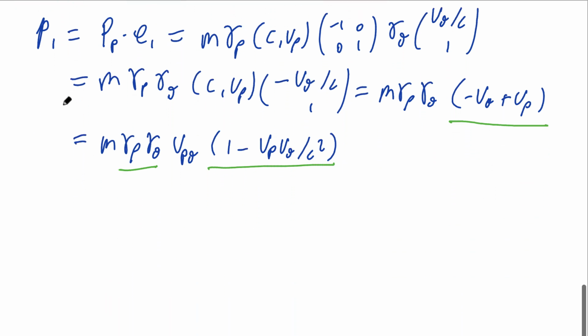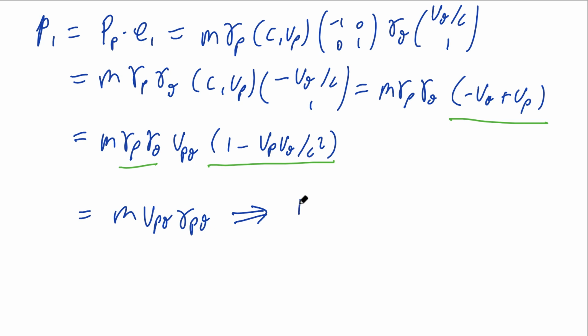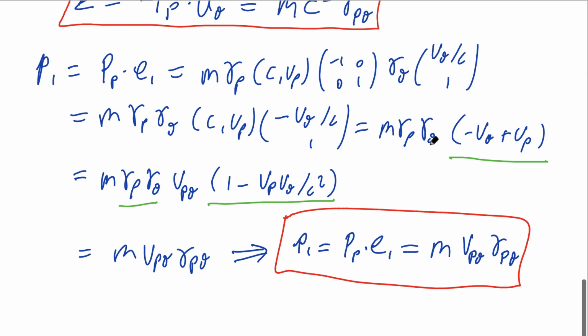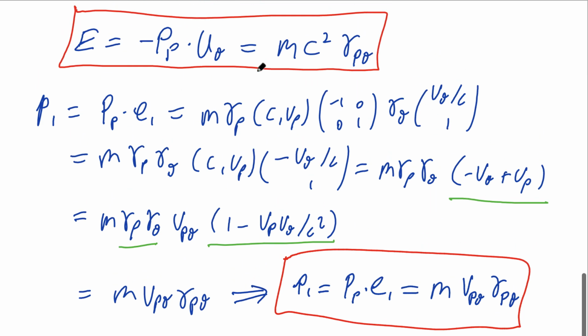So what we're left with is P1 is equal to m vpo times gamma po. So this result shows that the 3 momentum of the particle, as seen by the observer, is the inner product between the 4 momentum and the observer's basis vector E1, and that's m times the velocity of the particle as seen by the observer times the relativistic gamma factor. So the way that any observer extracts the energy and 3 momentum from the particle 4 momentum is by taking an inner product with the basis vectors u and e.